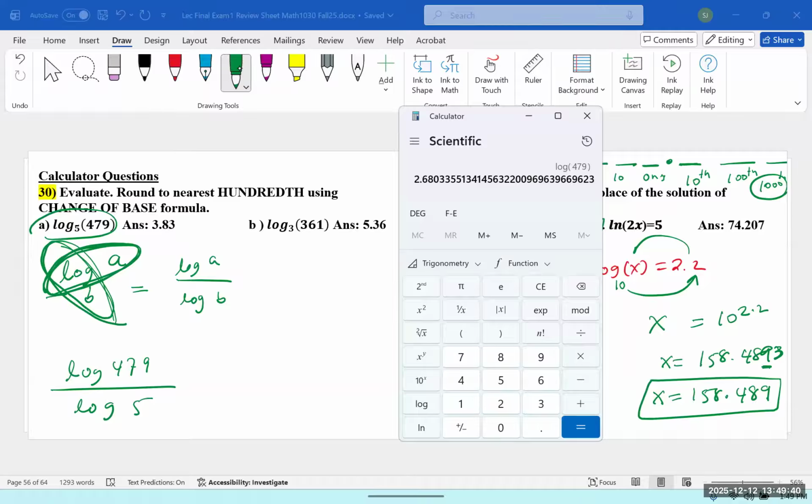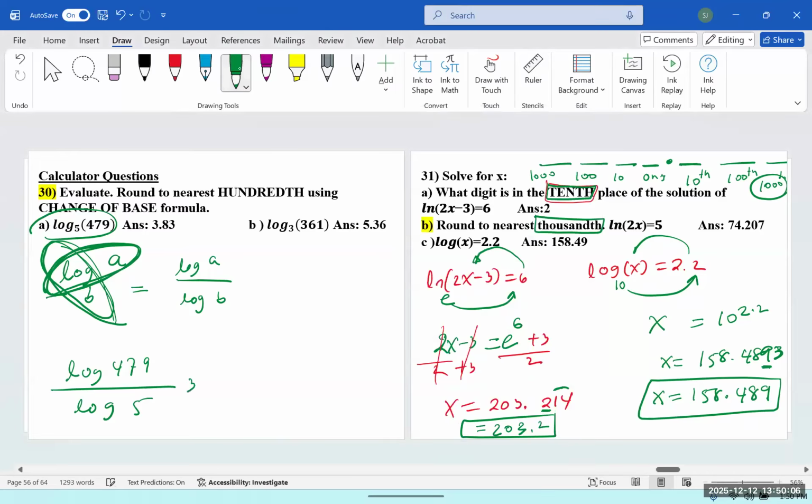And then for the physical calculator, you actually need to close your parentheses. Here, they close the parentheses automatically. But for your physical calculator, you need to close the parentheses and then divide it by 5 log, and then close your parentheses, and then hit enter. 3.83. And it says round to the 100th. So 3.834. This is our 100th place. So 3.83.